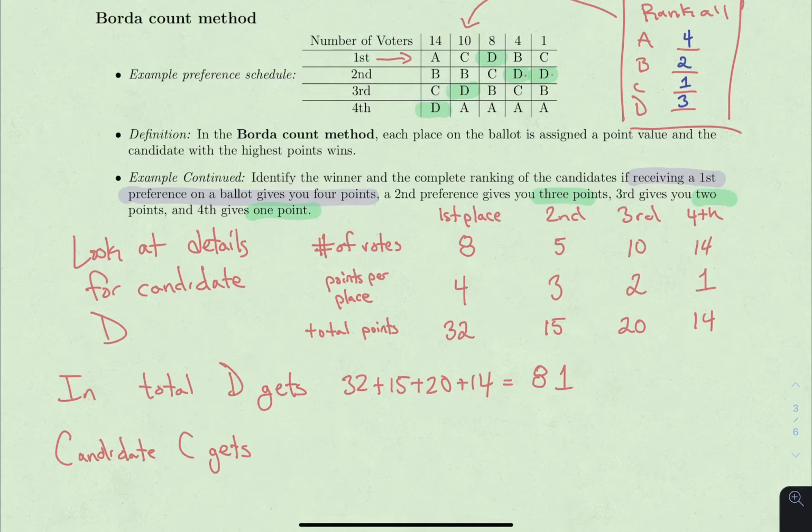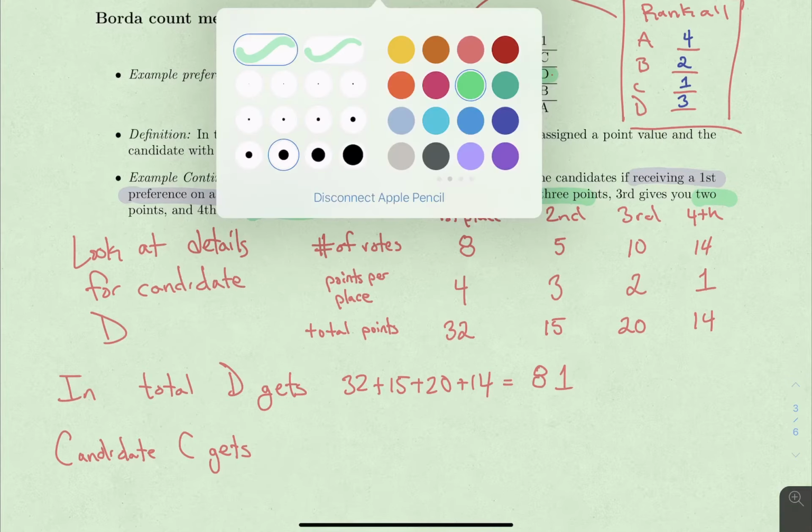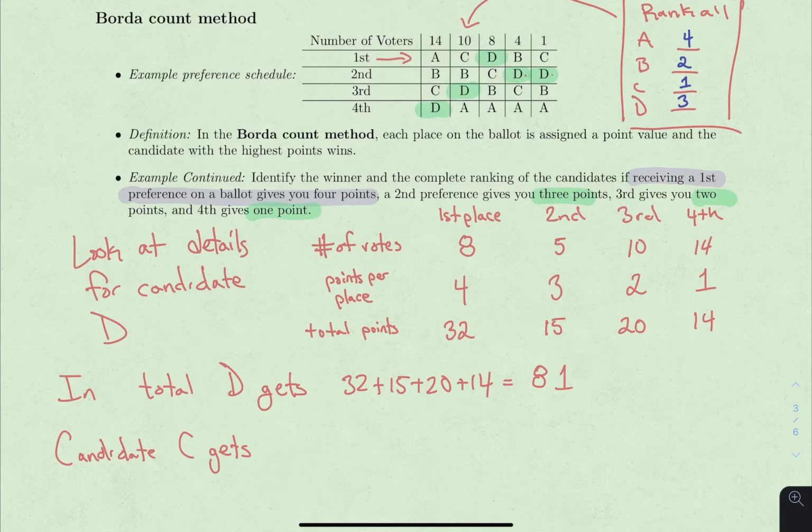So how many first place votes does C receive? C receives 11. So we'll have 11 and 4 points for each first place vote that C receives. For the second place votes, C has 8 of those. And for each one of those votes, C will get 3 points.